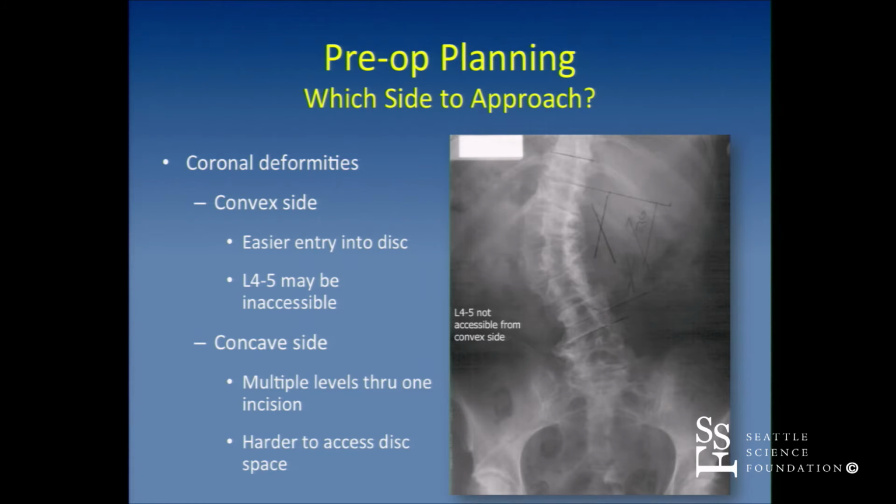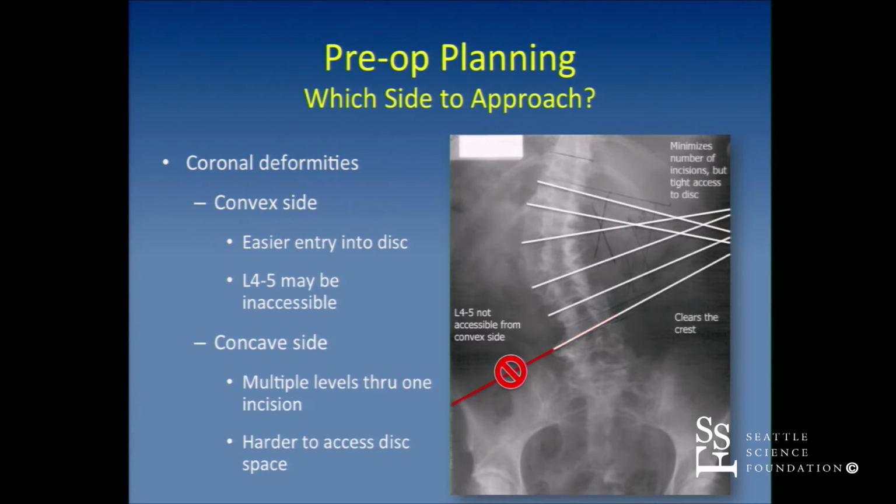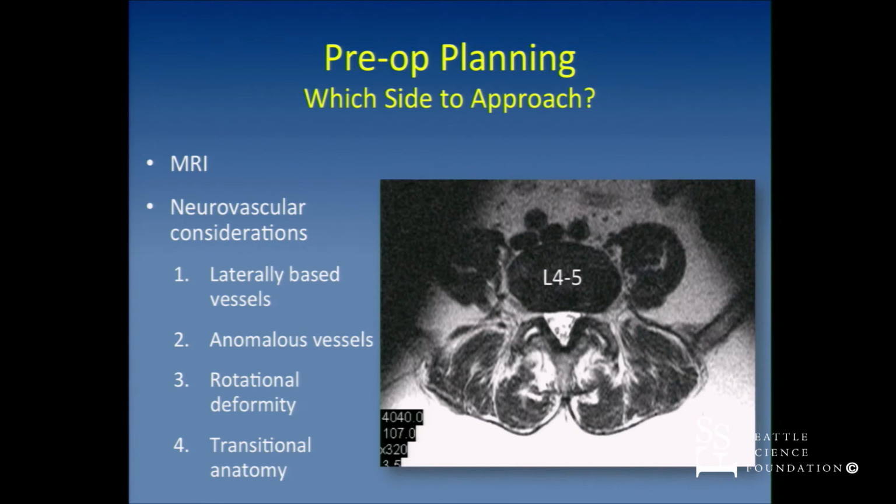On the AP, you're looking for coronal deformities. On the convex side, it's typically easier to access the disc space because it's more open. However, at L4-5, it can be inaccessible due to the fact that the curve, the iliac crest, will be in the way. On the concave side, you can usually access more than one level through one skin incision. However, it can be more difficult to access those disc spaces due to the collapse of the disc on the concavity, as well as those lateral spurs that often occur on the concave side.